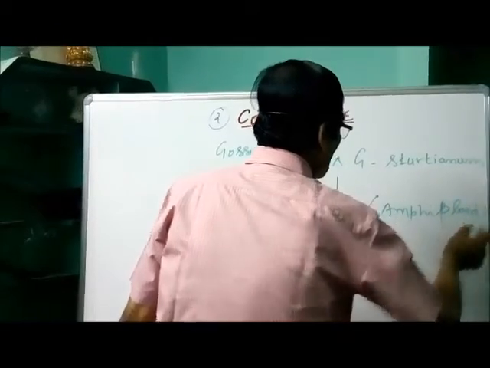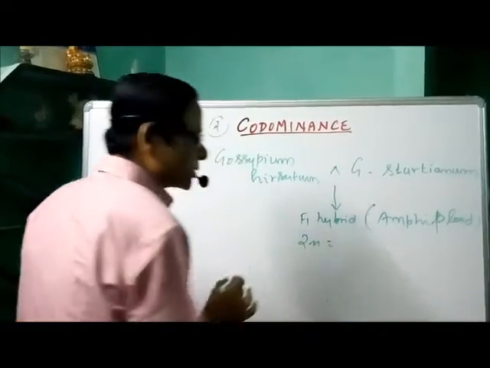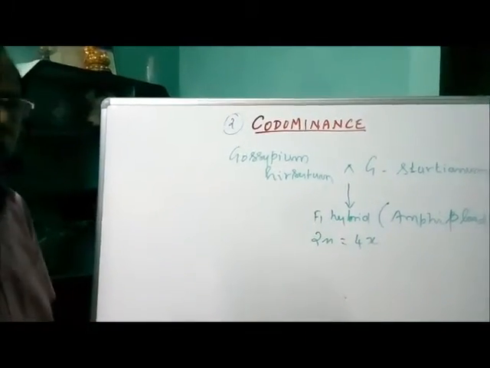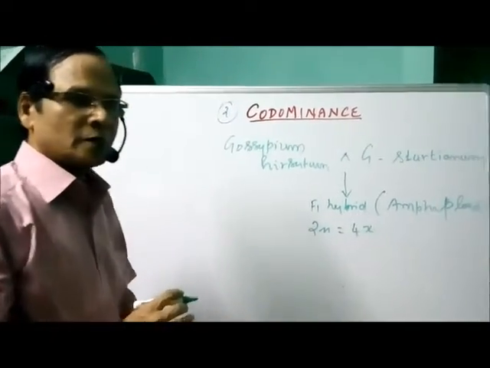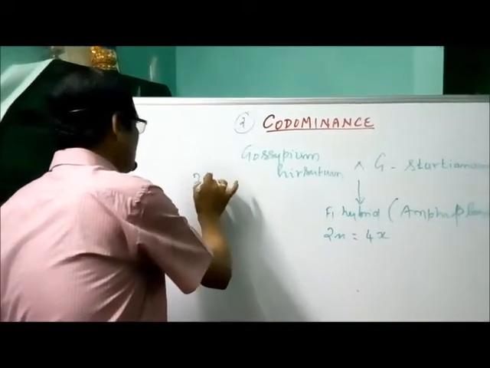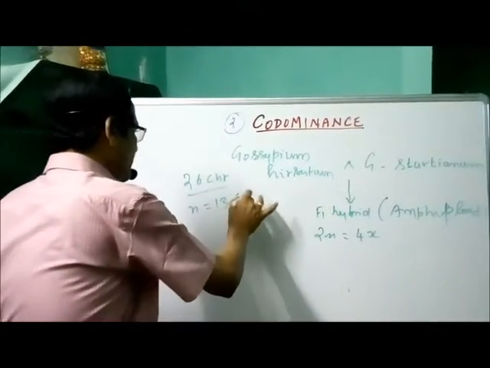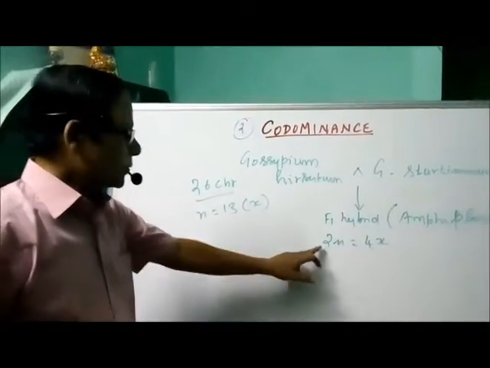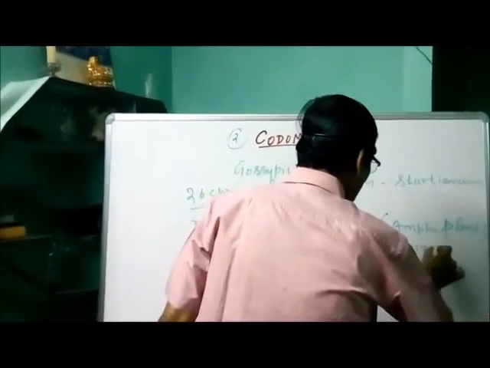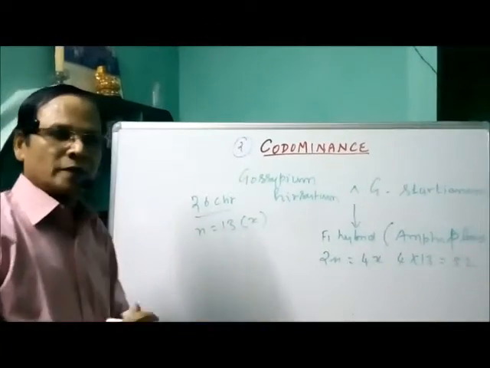What is amphiploid? Here, these individuals have a diploid number of chromosomes equal to 4x. That is called amphiploid. So the diploid condition is equal to 4x, which means they have 4 sets of chromosomes. In the case of cotton, x is equal to 13, so the normal diploid individual has 4 sets of chromosomes, 4 into 13, so they have 52 chromosomes. That's about the nature of that F1 hybrid.